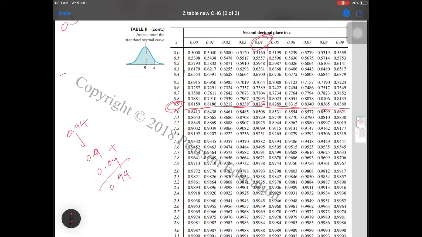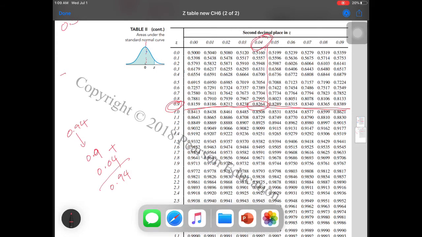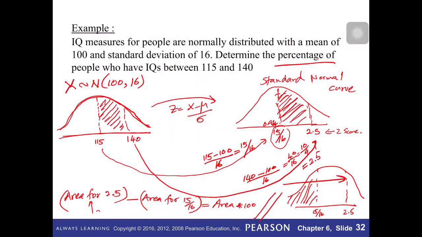So this one, which means 0.8264. Oh, sorry, it's not this one. 0.8264. I'm sorry, not this one. Next value is which one?